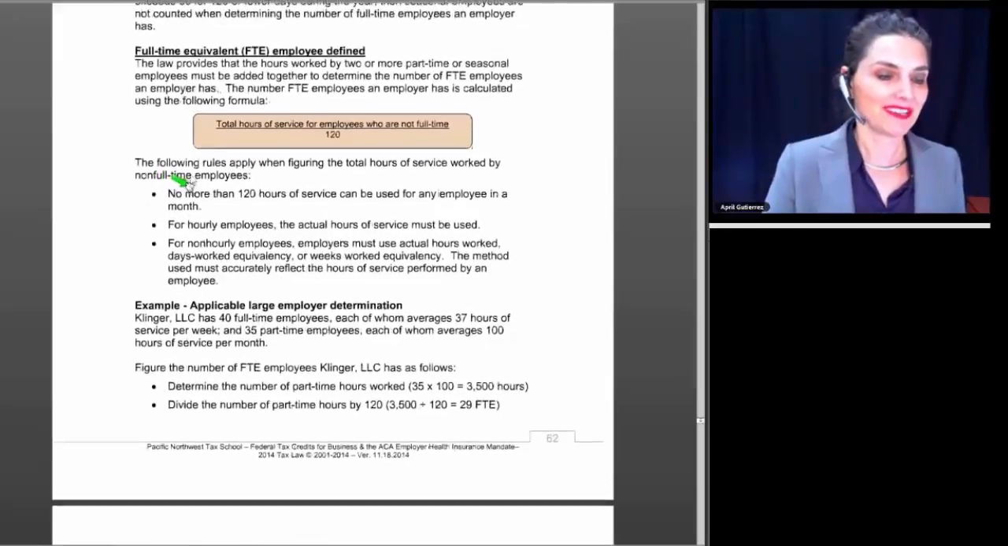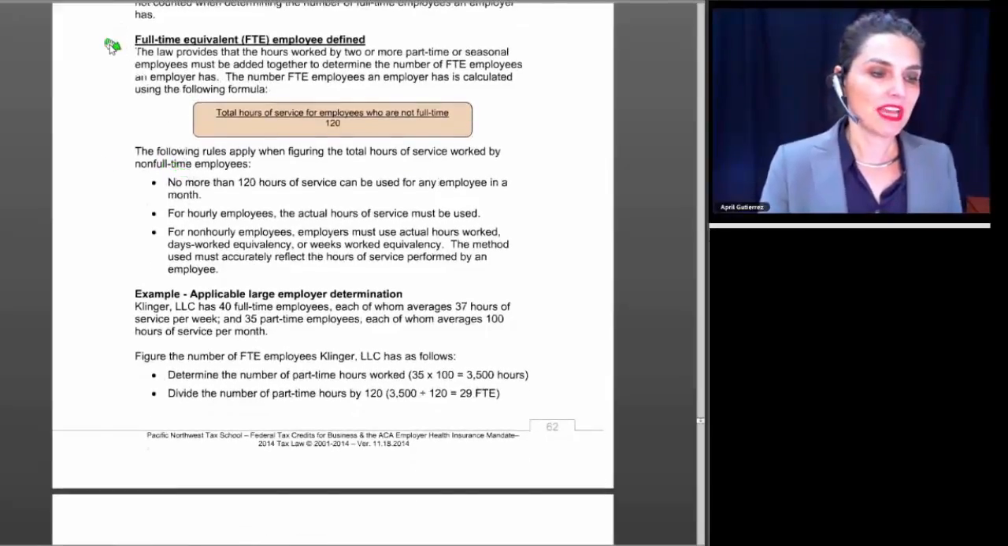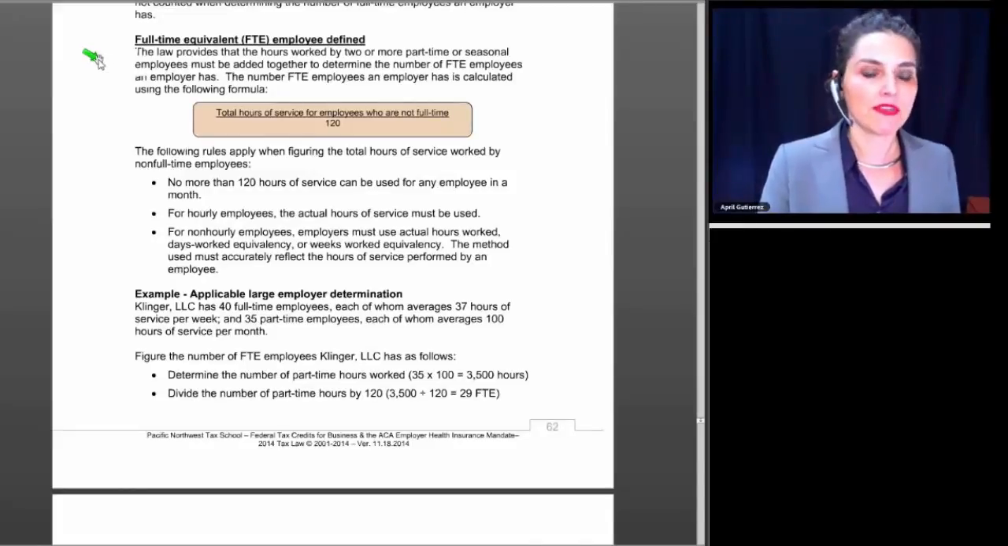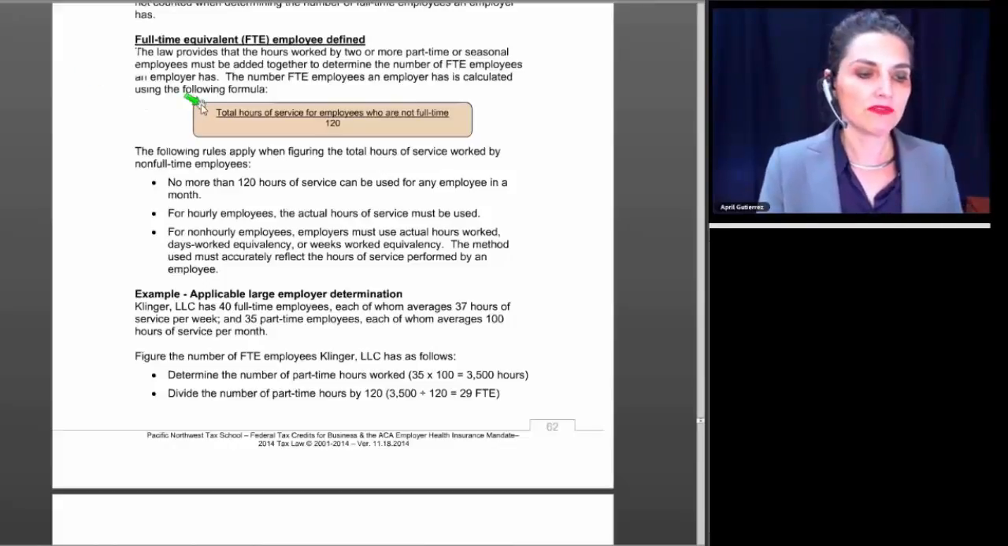So let's take a look at some of these formulas. Full-time equivalent employees defined. The law provides that the hours worked by 2 or more part-time or seasonal employees must be added together to determine the number of full-time equivalent employees that an employer has. The number of full-time equivalent employees an employer has is calculated using the following formula. You take the total number of hours of service for employees who are not full-time and divide that by 120.